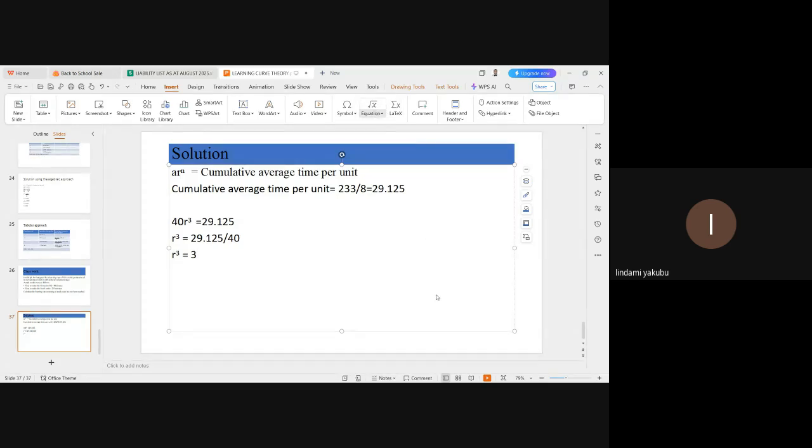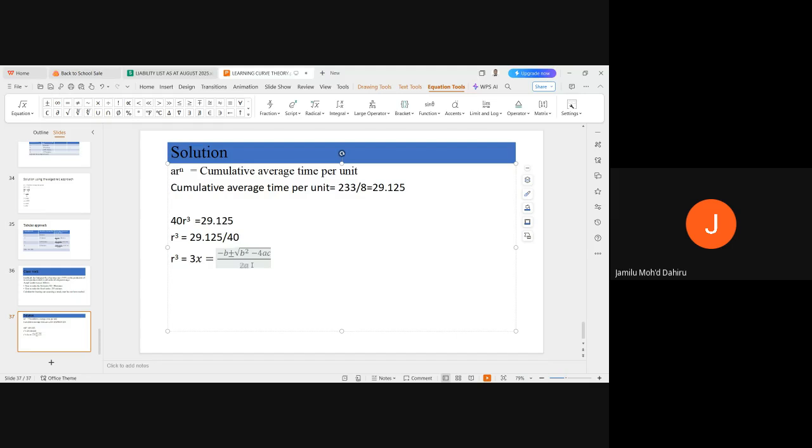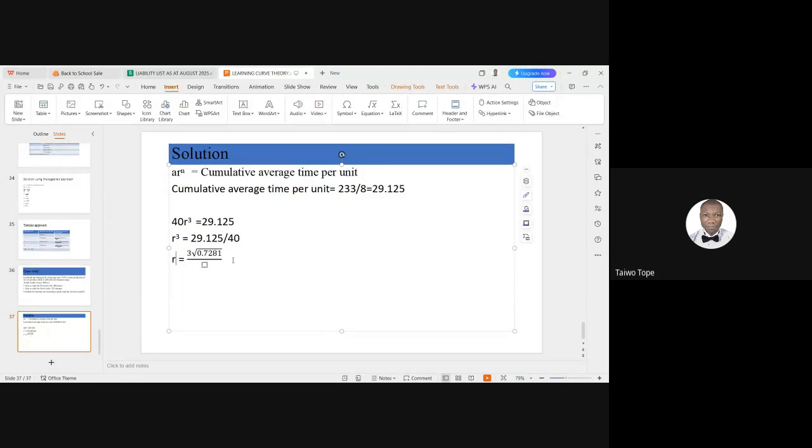The value in brackets will be 0.7281. Then when you look for the cube root of this value, sorry, this should be r now, you have approximately 0.89, so it's about 90%. So any complexity here? No, sir.